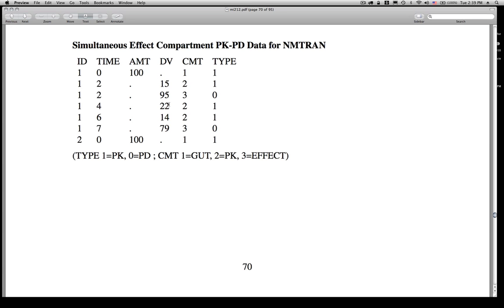But you'll see later on that there are times when that connection is not always there, and it's useful to have both indicators. But what we're going to do is identify that the PD observations are coming from that peripheral compartment and the PK observations from the central.